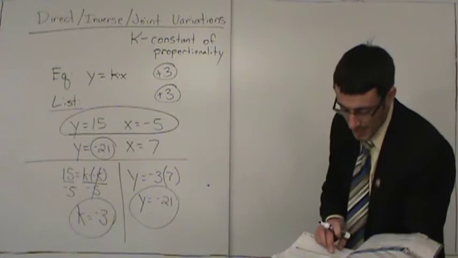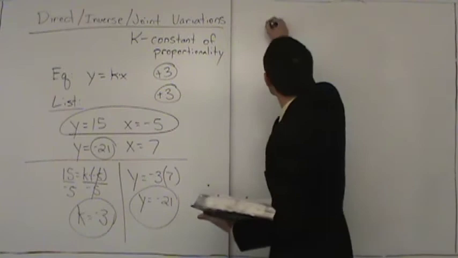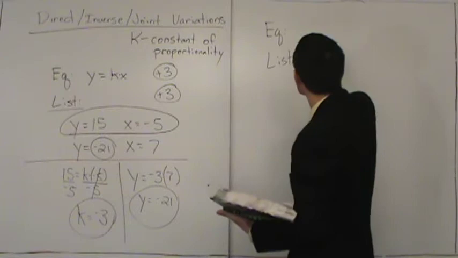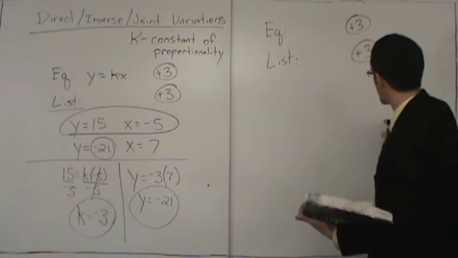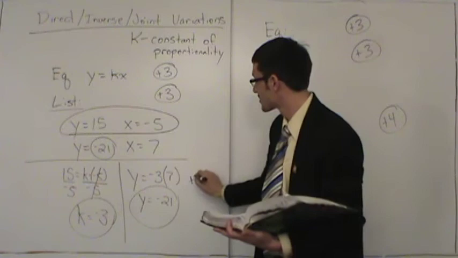Suppose y varies jointly as x and z. Okay, so we need two things. We need an equation and a list. Our equation is worth 3 points. Our list is worth 3 points. And how many points do we get for solving? We get 4 points for solving. So we got 3 points, 3 points, and 4 points for solving down here. Remember, you can earn a lot of free points here, guys. 6 out of 10 points just for equation and list.